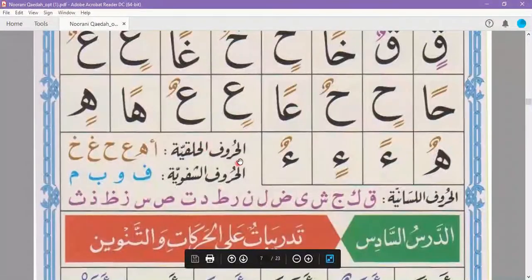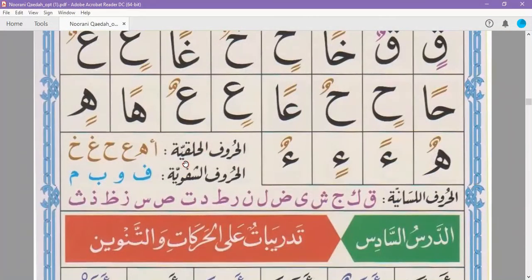So to sum up, we have got al-huruf al-halqiyya, the throat letters: hamza ha, ain ha, ghain kha. Don't say alif ha. This is hamza. Like I said in the first lesson, this is hamza in tajweed, whereas this is pronounced as alif in the Arabic language. You're studying tajweed here, so this is hamza, inshallah. Okay, hamza ha, ain ha, ghain kha.